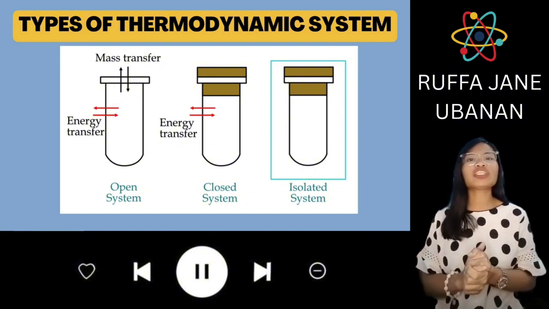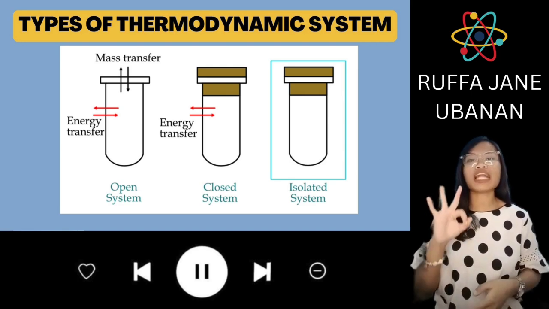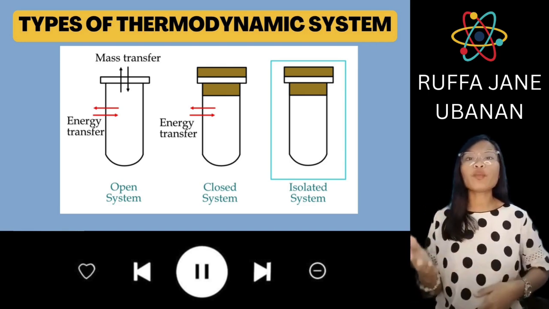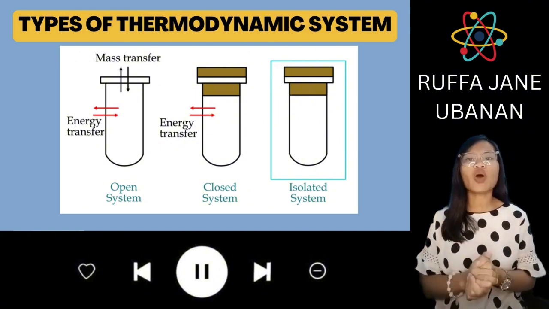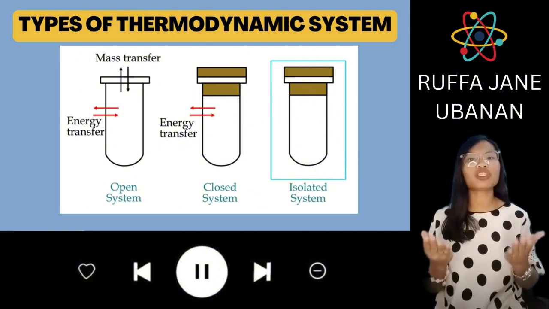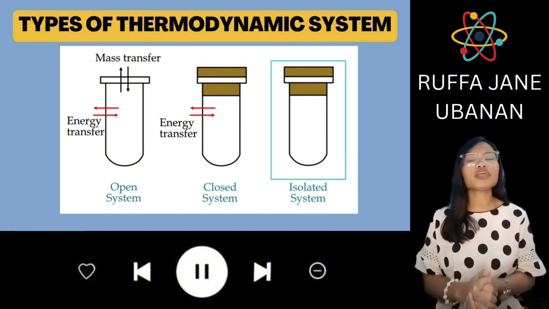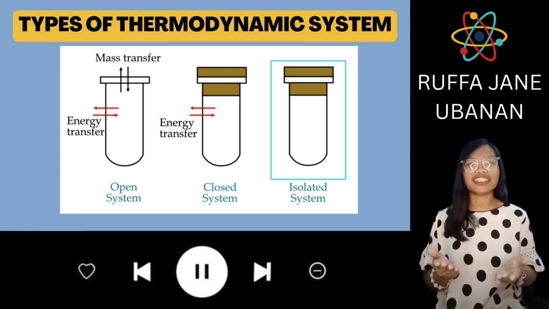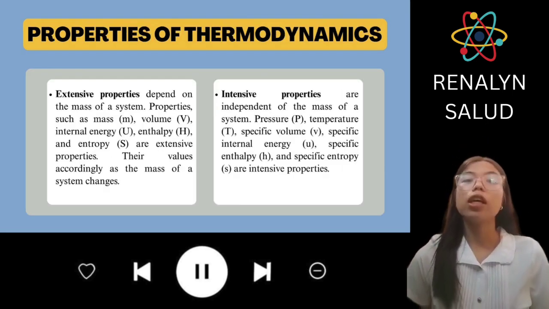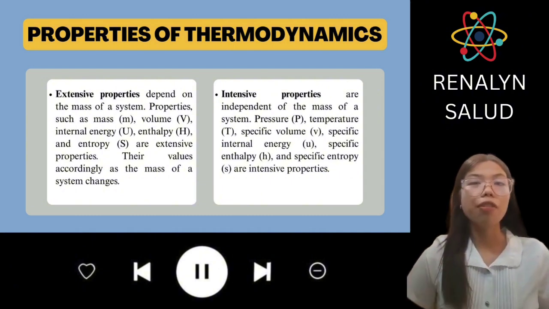Therefore, understanding the three types of thermodynamic system, which are the open, closed, and isolated, allows us to analyze how energy and mass interact with the surroundings, providing a fundamental basis for studying physical and chemical processes. Let's talk about the two properties of thermodynamics.